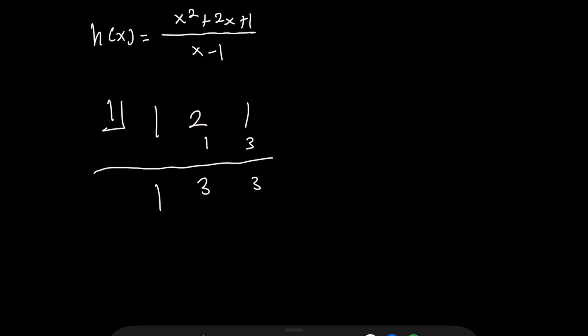Okay. And then this just becomes x plus 3. And we ignore the remainder. We don't care about the remainder. It doesn't affect the slant asymptote at all.